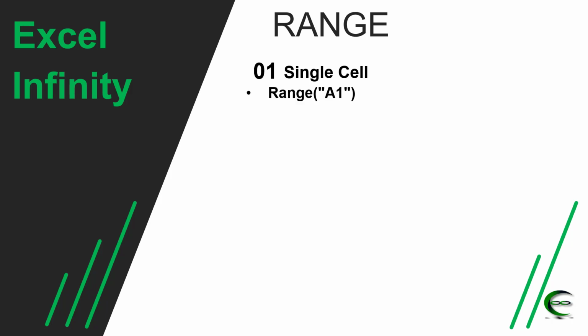The first one is Range("A1"), the way you refer a range in your worksheet using column and row combination. For the first row of column A, Range("A1"), but you have more options available in VBA.